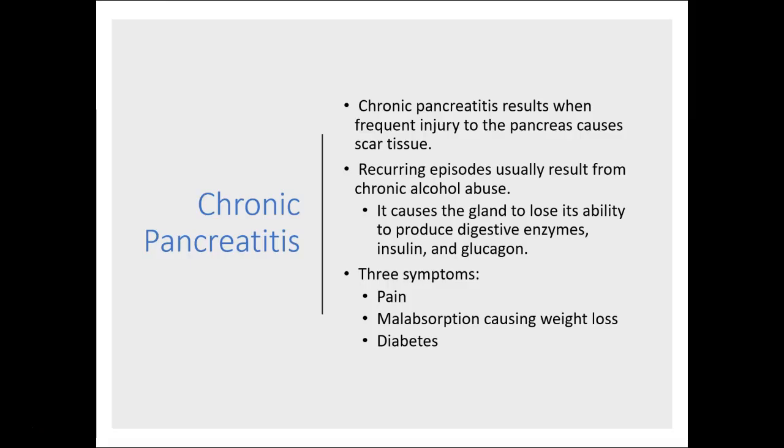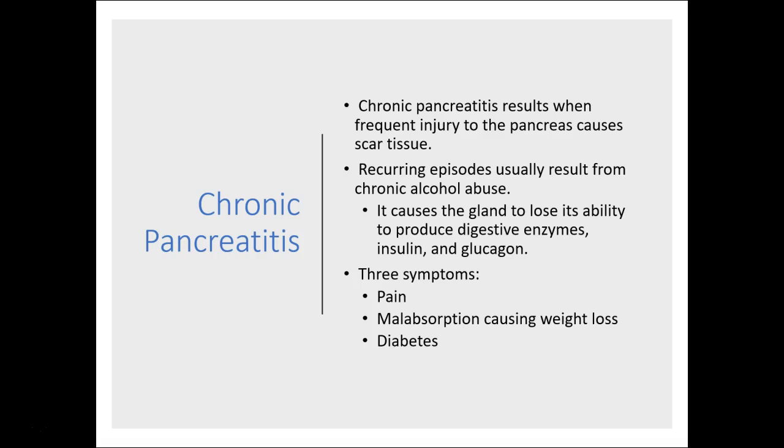All right, chronic pancreatitis. Chronic pancreatitis results when frequent injury to the pancreas causes scar tissue. Recurring episodes usually result from chronic alcohol abuse, but like in my mom's case, so never judge. My mom doesn't drink, so it can be caused by unknown reasons. The pancreas just gets really upset and has a fit. So usually it's from alcohol. It causes the gland to lose its ability to produce digestive enzymes, insulin, and glucagon.